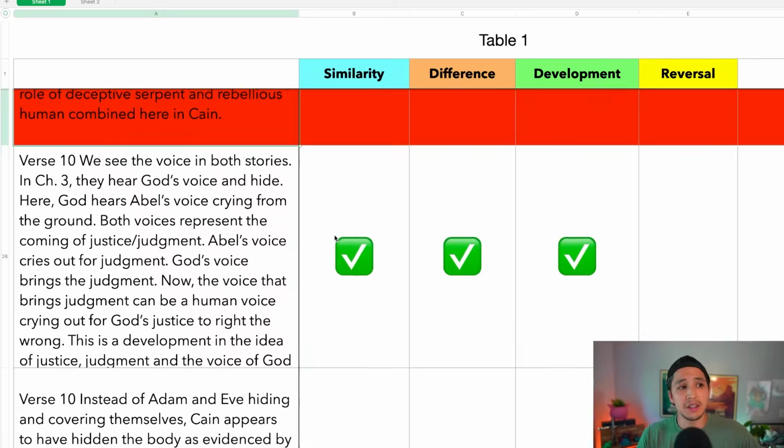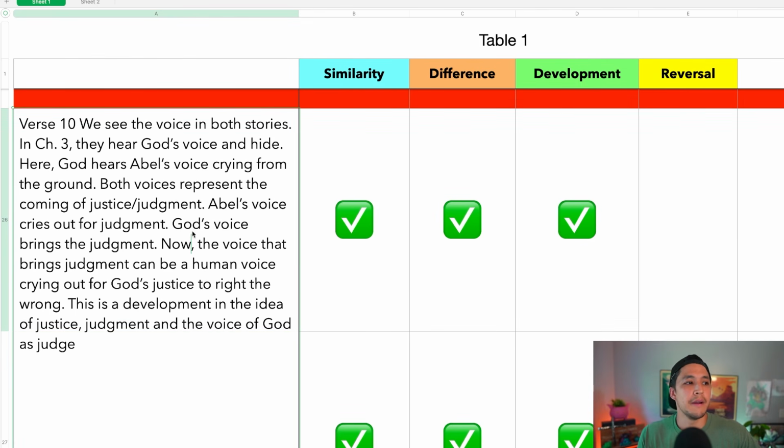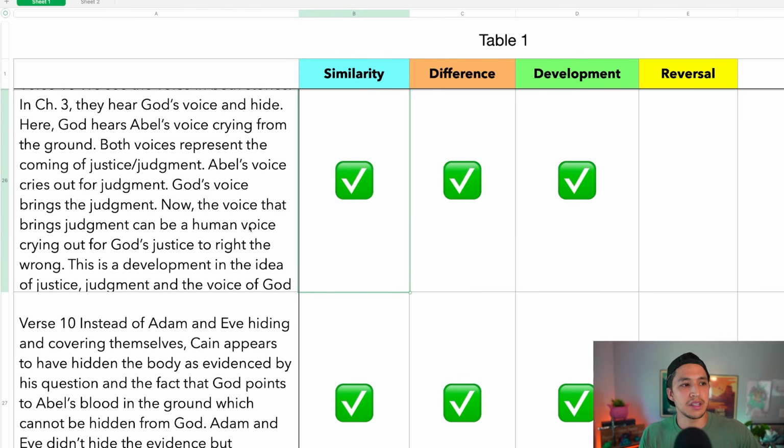We see the voice in both stories. In chapter 3, they hear God's voice and run and hide. In chapter 4, Abel's voice is crying out for justice, for vengeance, really. And God's voice is what brings the judgment now. The voice that brings judgment can be a human voice. So just to see that development, God's voice brought judgment in both stories, but now there's a human paired with that and involved in that crying out for justice.